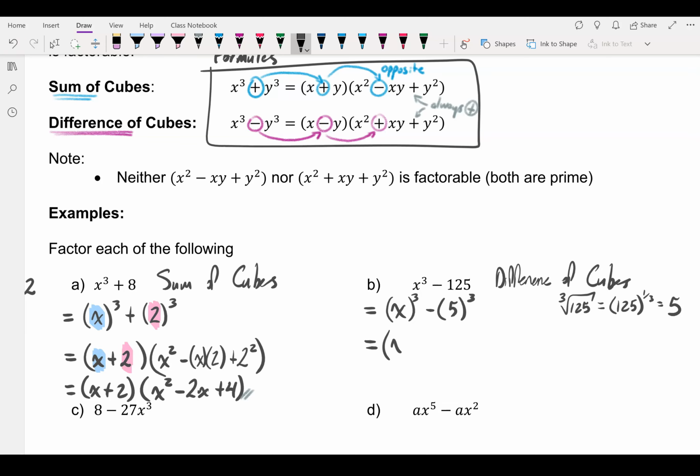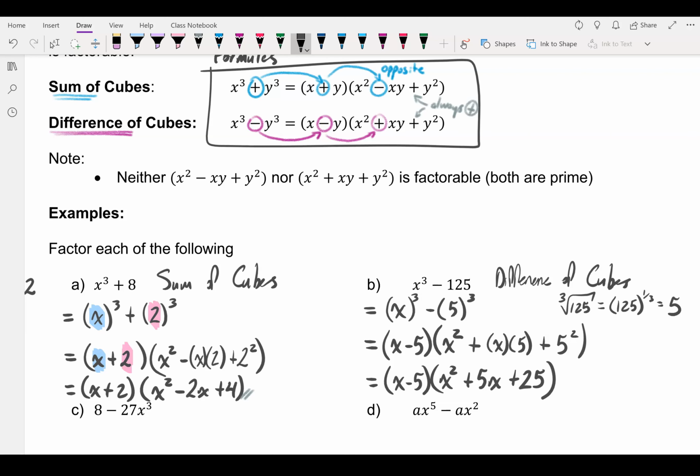It's x minus y, so x minus 5. Then our x squared, so x squared. And then our second term and our first term multiplied together, plus x times y, or in other words, x times 5, plus y squared, or in other words, 5 squared. Once you get better at this, you can skip this middle step, but it's important to include it for now. X minus 5, x squared, plus 5x, plus 25. And we're done.